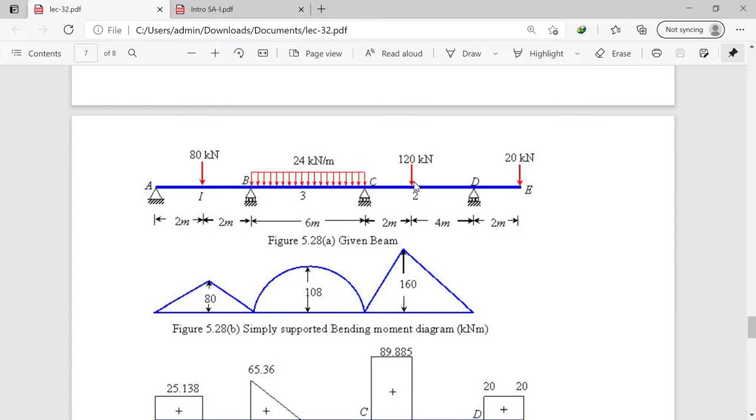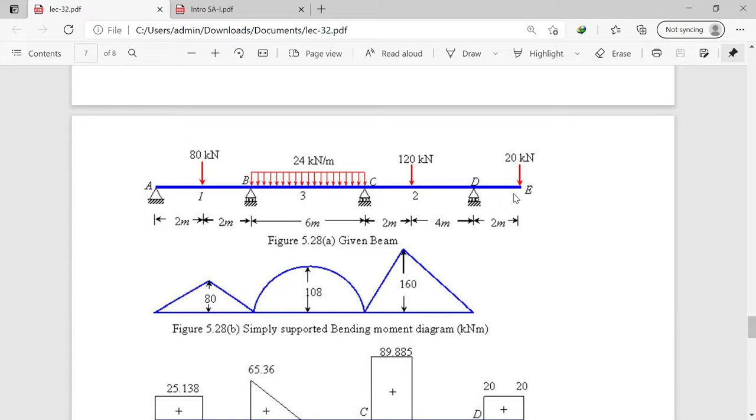And for span CD, it is Wab by L, because the eccentric load of 120 kilonewton is acting on span CD. So when you put the values as 120 into 2 into 4 by 2, the answer will be 160. So first of all we have to calculate the sagging bending moment diagram.